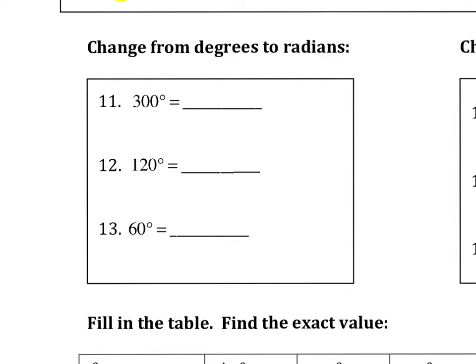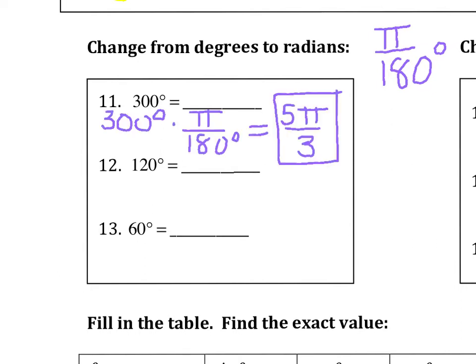Whenever we want to change from degrees to radians, we are going to multiply by pi over 180. Pi should be in our final answer, and we really just need to simplify whatever fraction we have left over. So let's do number 11. I'm going to do 300 times pi over 180. When I simplify 300 divided by 180, it reduces to 5/3. So our final answer is 5 pi over 3. And this is how I would do numbers 11, 12, and 13.